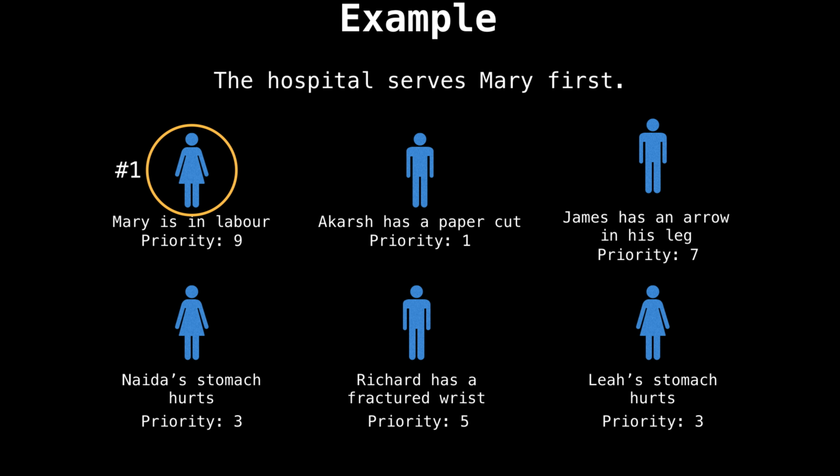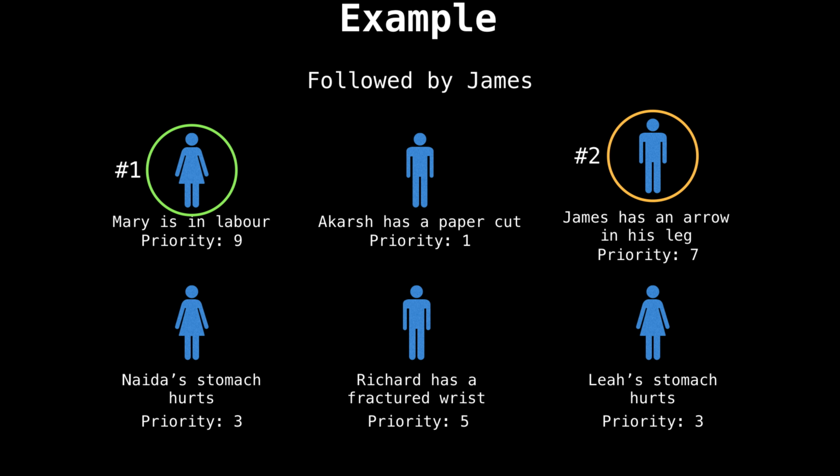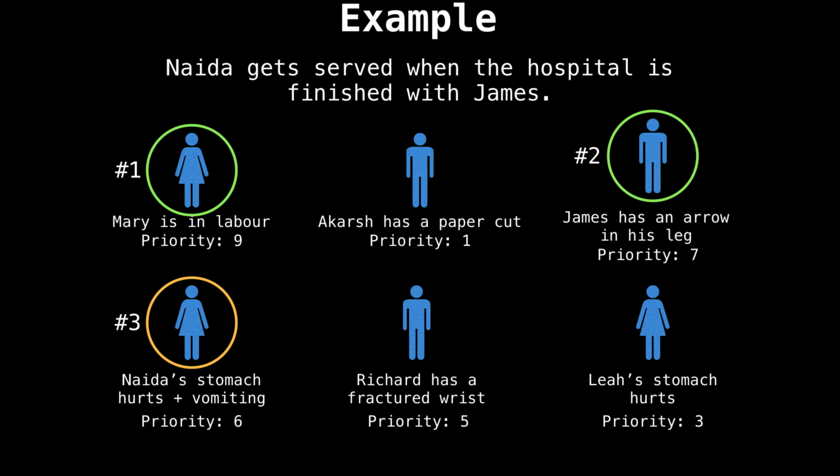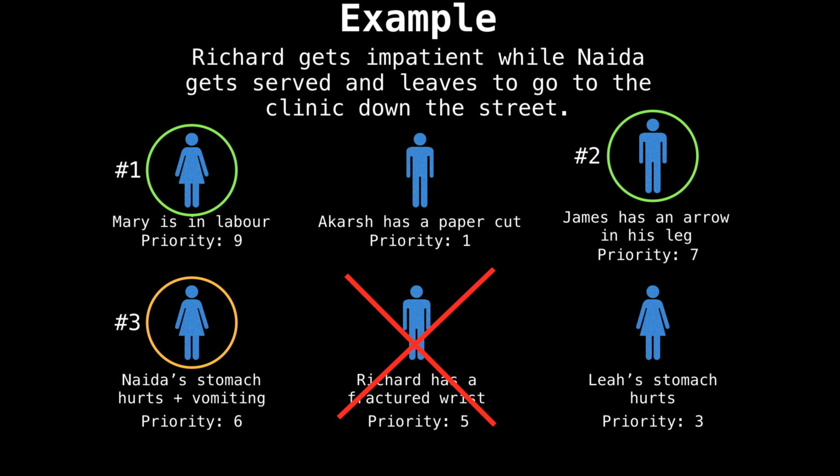We want to process these patients by highest priority first. This means the hospital would serve Mary first, followed by James. However, then something happens. Suppose Naida's stomach condition worsens and she starts vomiting. Her priority needs to get updated to 6. Because of this, Naida gets served next, once they're finished with James. During this time, Richard gets impatient and leaves. He goes to another clinic down the street, so he no longer needs to be accounted for.